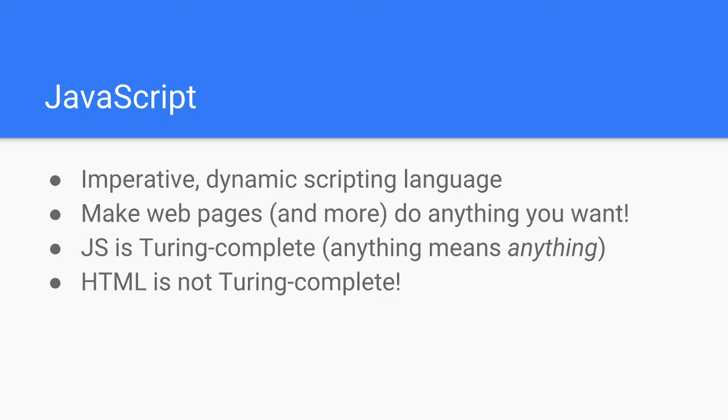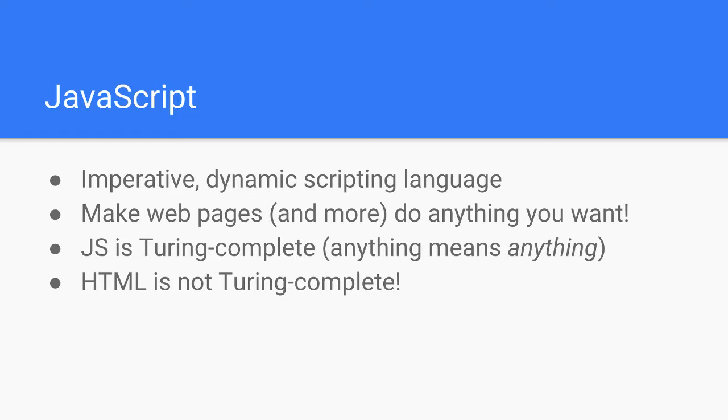So JavaScript is imperative, it's dynamic, and it's a scripting language. We'll go into what all of these mean, but you hopefully are familiar with the first one. It's for making web pages and other things, doing basically whatever you want.